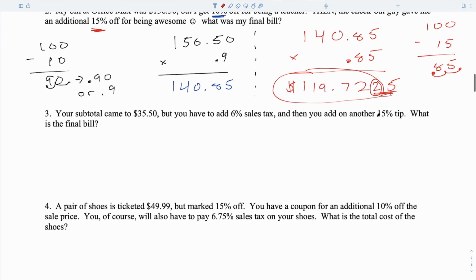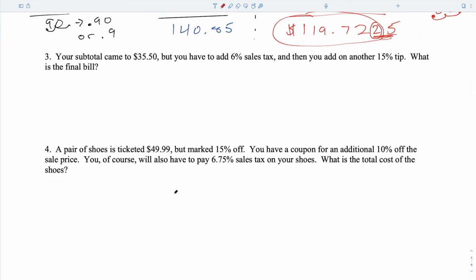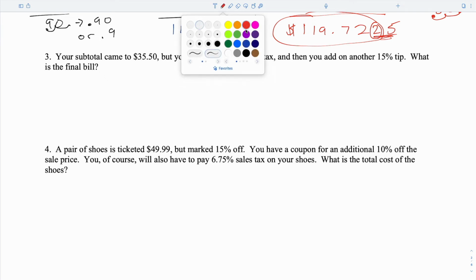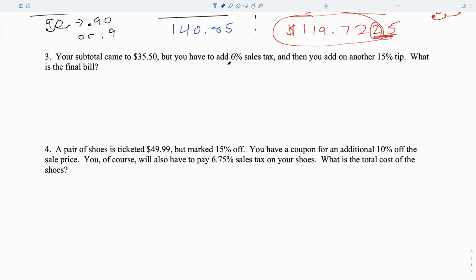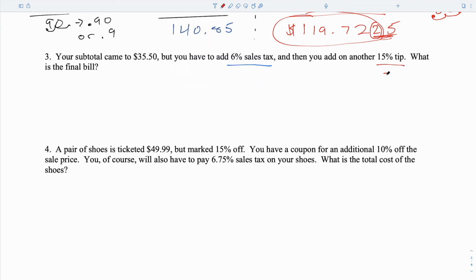Number 3, Blake, read it for me, please. Your subtotal came to 35.50, but you have to add 6% sales tax, and then it's your second. Okay, there's your first problem. There's your second part of the problem.